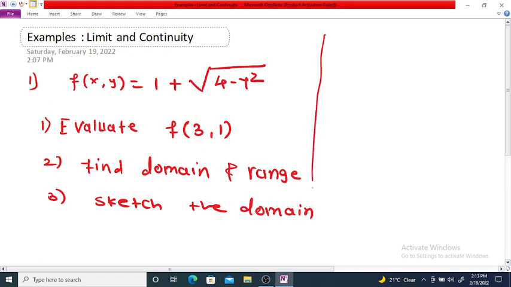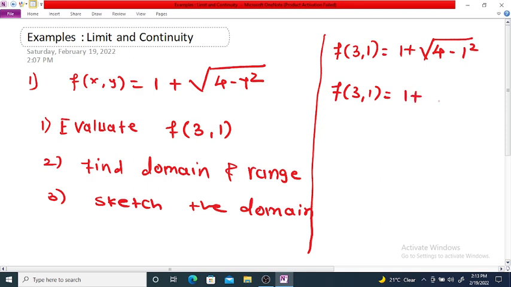So first, f of 3, 1 is equal to 1 plus square root of 4 minus y square. So y square is what? 1 square. So f of 3, 1 is equal to 1 plus square root of 3. This is f of 3, 1. Now next, find the domain.